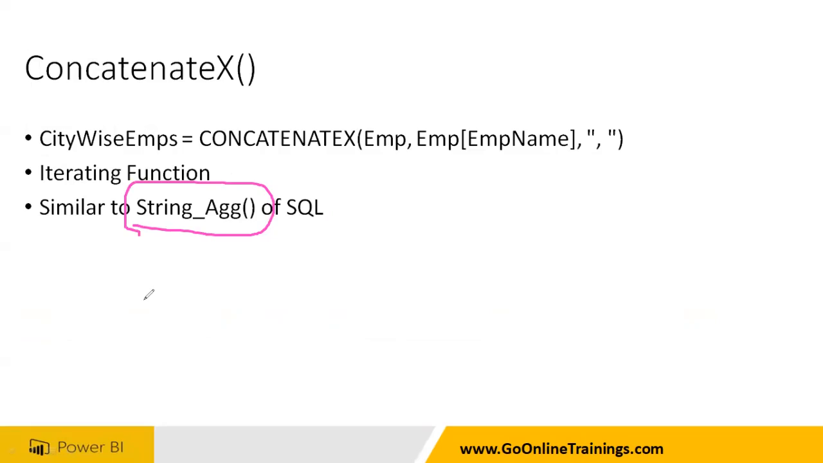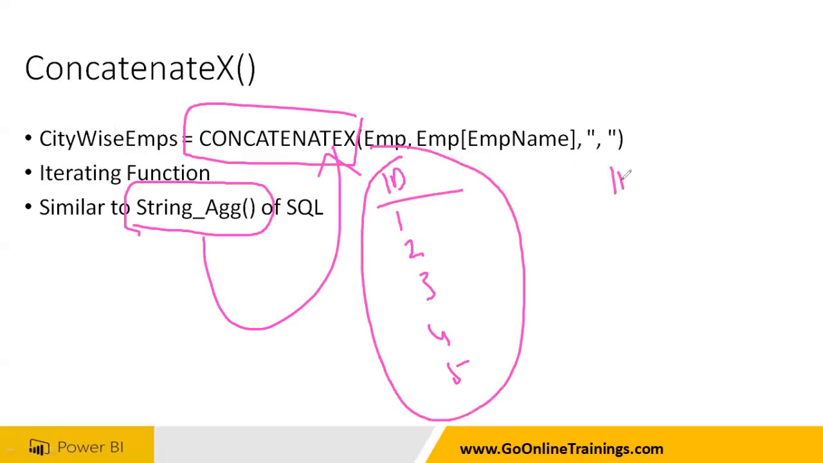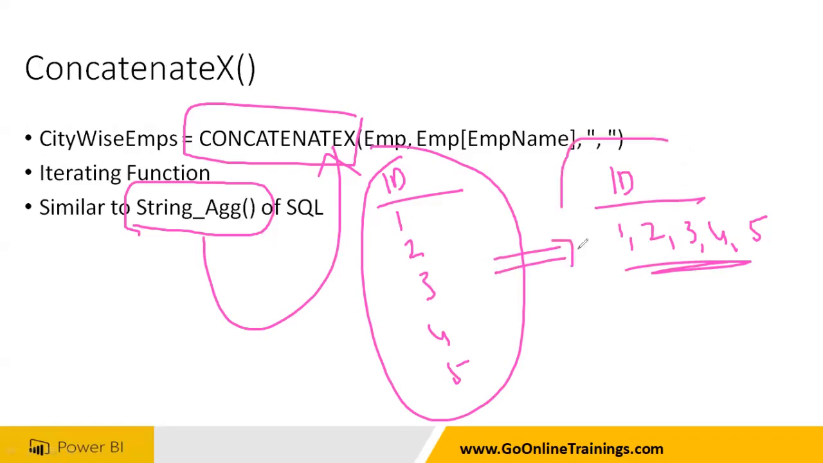There is an equivalent function here also. That is what is called CONCATENATEX, right? So I have 1, 2, 3 like that. People will give you this is my data, and ask you to show me the data like this: 1, 2, 3, 4, 5. So how do you do that? It is a very, very simple query they will ask you to write. This is my data, and you need to take the same data and show me the result like that.